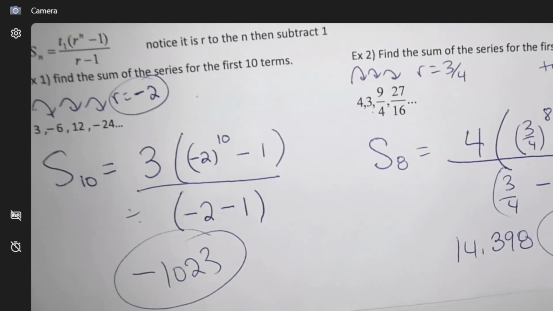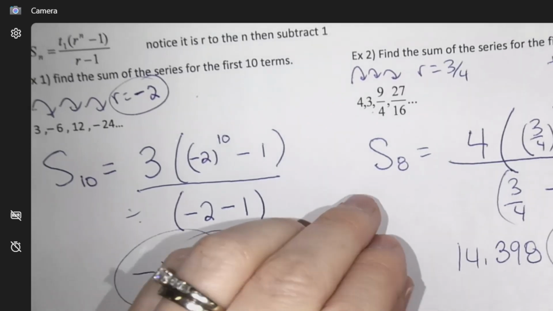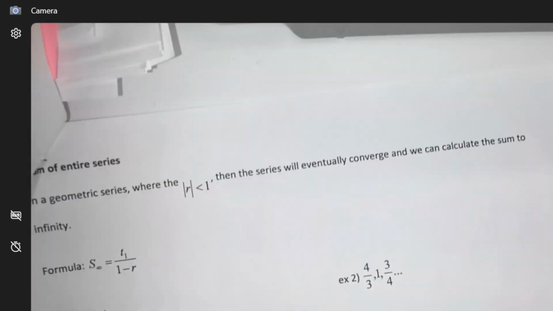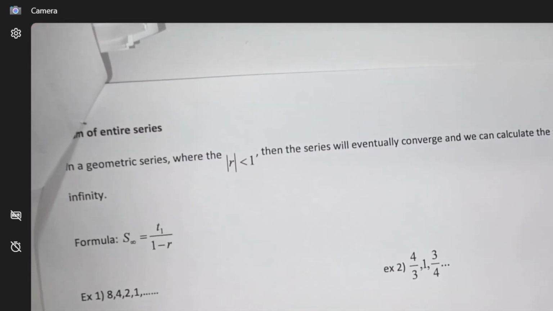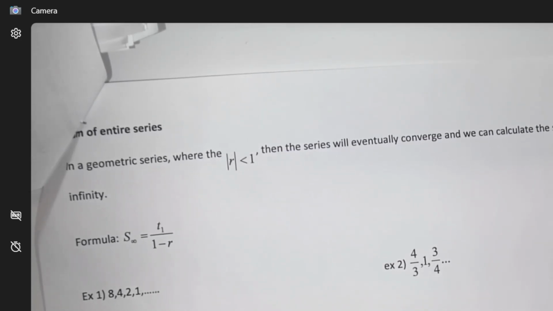How are we doing with the 14.4? We're getting it with the fractions, the brackets. Okay, last part of the geometric, and then tomorrow we'll deal with arithmetic. Okay, so this is the same concept where you're adding the terms, adding the terms, adding the terms.